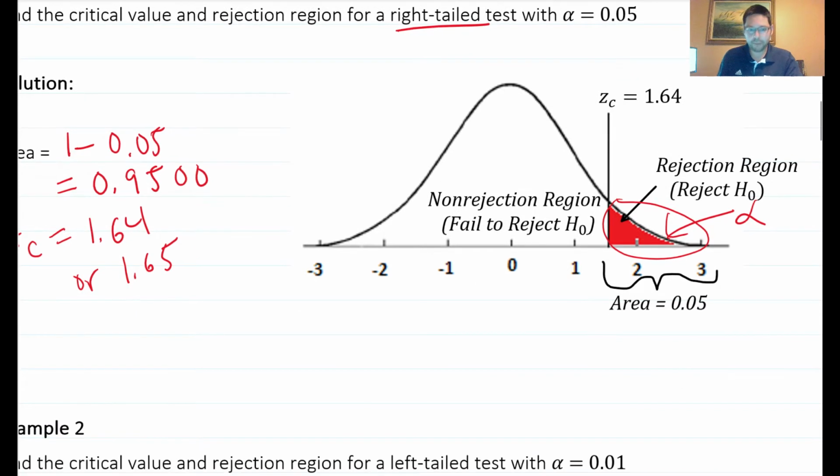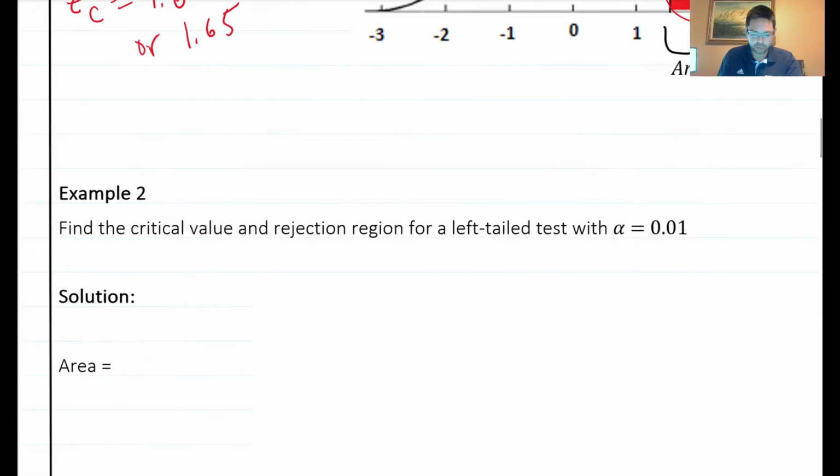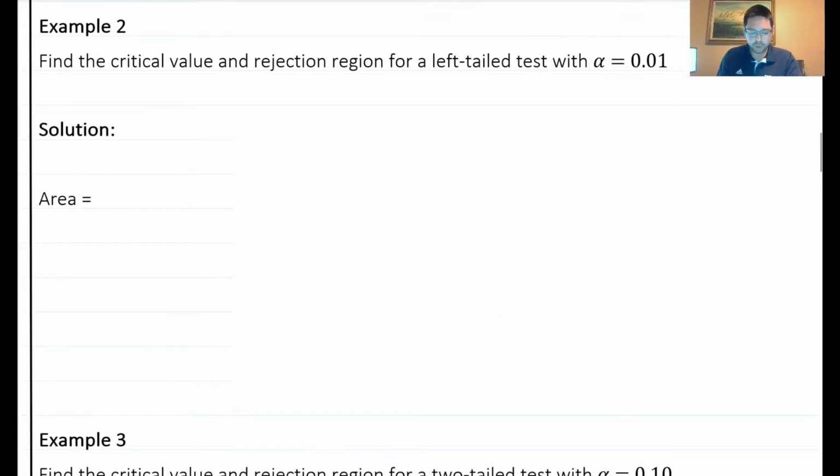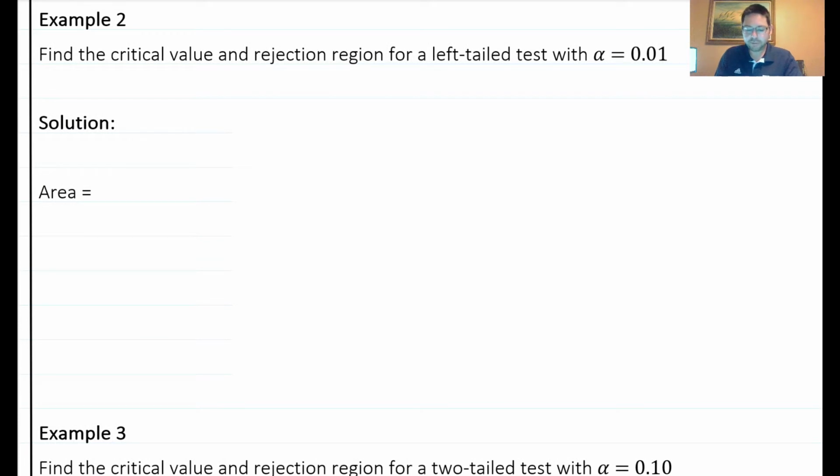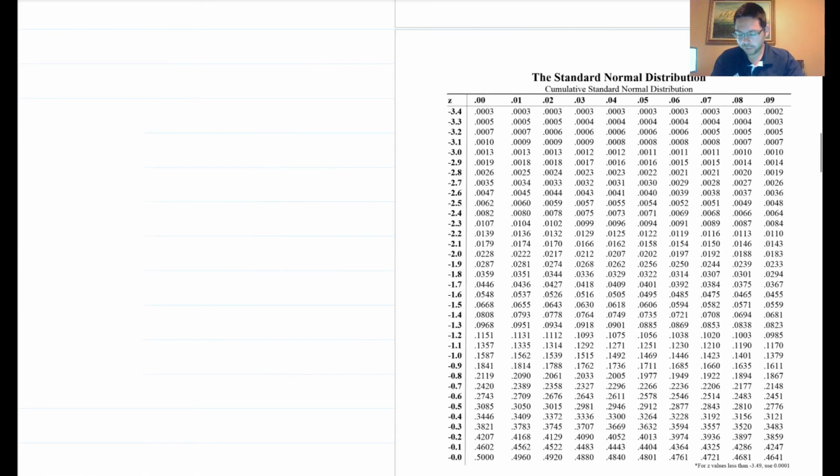All right. So let's do another example. Example 2. Find the critical value and rejection region for a left tail test with alpha 0.01. Since it's a left tail test, my area is equal to alpha. So my area is simply 0.01. I'm going to look that area up on the Z chart, 0.0100, as close to that as possible. So let's look that up, see where we're at.